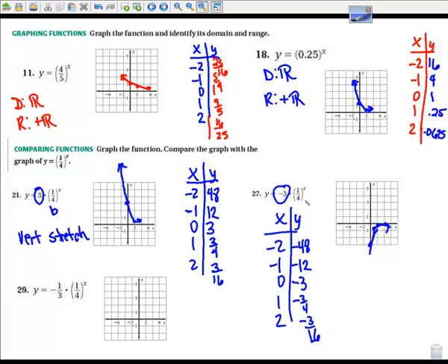And as far as this is concerned, it's a vertical stretch and it's a reflection over the x-axis. It's important that you say it's a reflection over the x-axis since we have 2 axes.